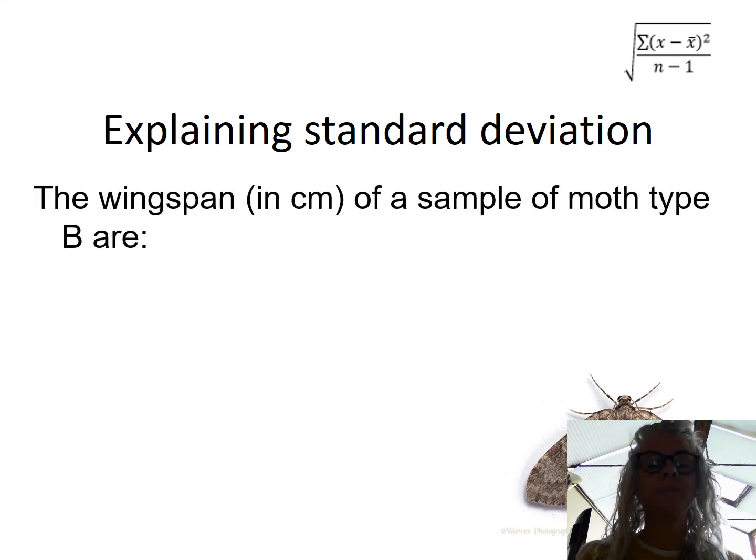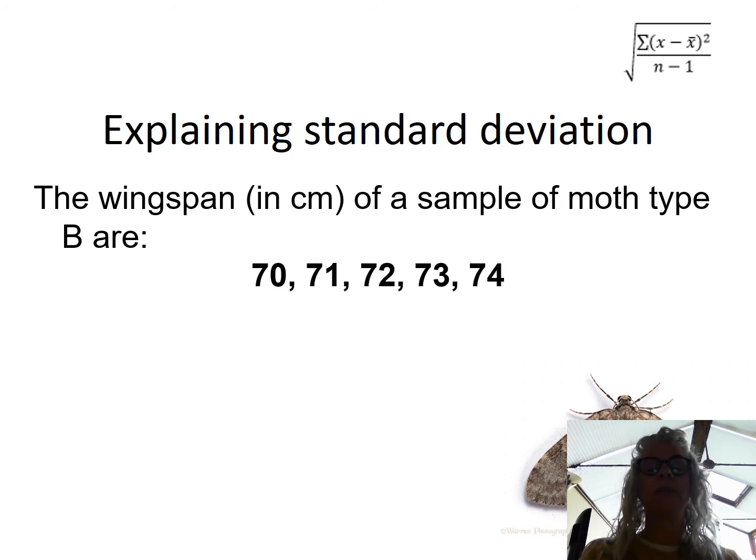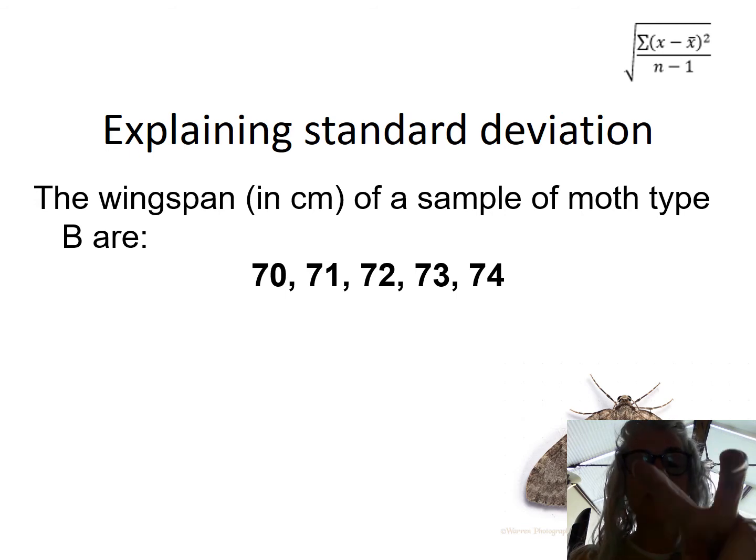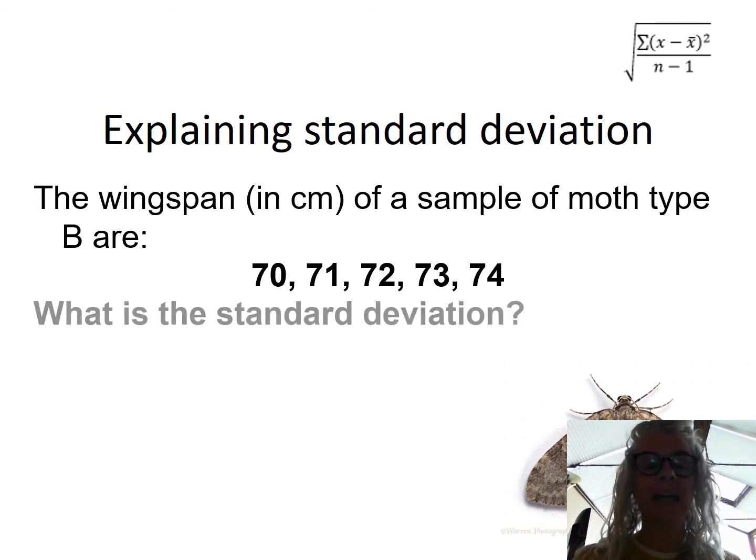So the wingspan of this moth, 70, 71, 72, 73, 74. Now I can already tell you what the standard deviation for that is. So pause this video, have a little think. Can you work out the standard deviation for that? So have a little pause. Right, if you've come back, the standard deviation is the same as the last one. It's 1.58. How do I know that? Because the variation is the same. The variation is exactly the same.